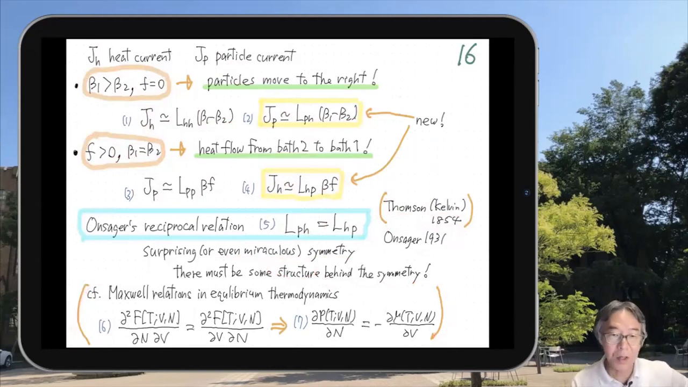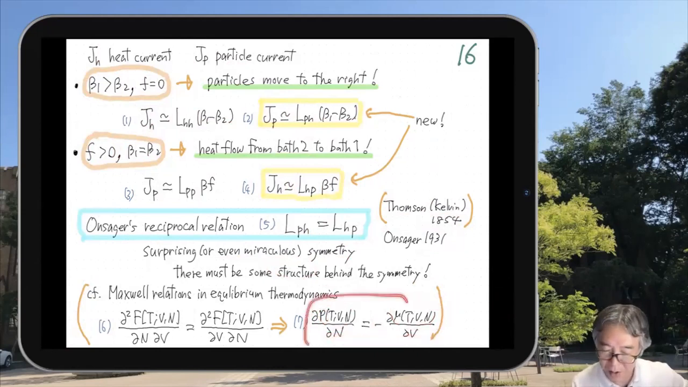In equilibrium thermodynamics, we know something called the Maxwell relation. That is very, very surprising. It says that the particle number dependence of the pressure is exactly equal to minus the volume dependence of the chemical potential. Well, if you are simply given this identity, this is just a miracle, just surprising.